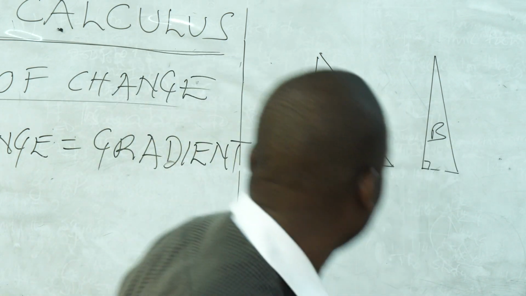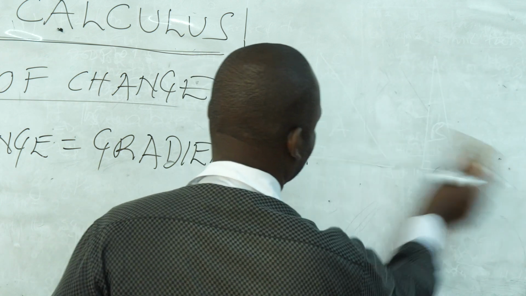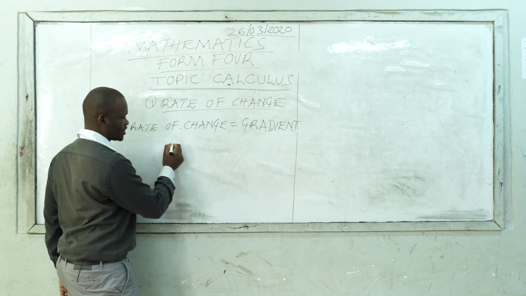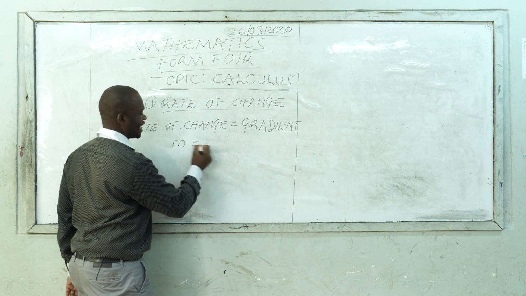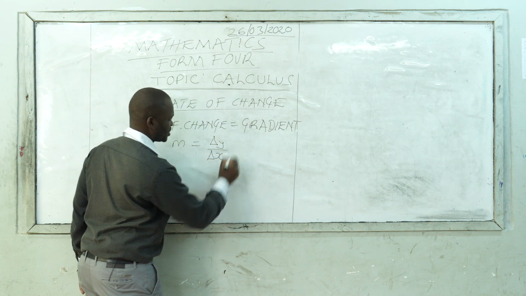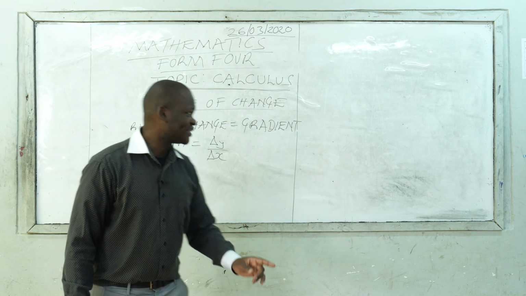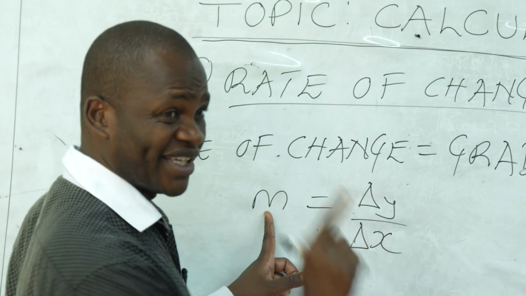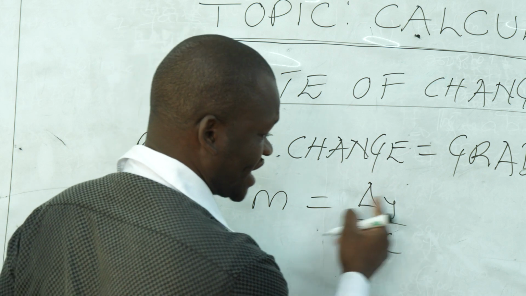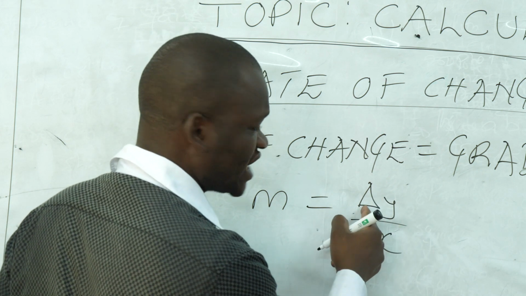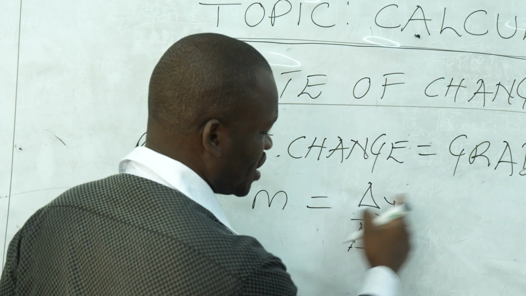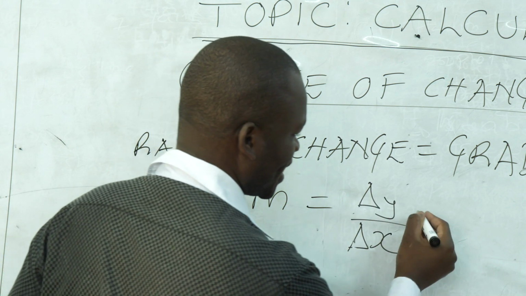So, in Form 2, how were we getting the gradient? If you remember very well, the formula of gradient was given by m is equal to change in y over change in x, where m is the gradient. Then this symbol is called delta, delta y over delta x. Delta is a symbol used to denote change. So we have change in y over change in x.